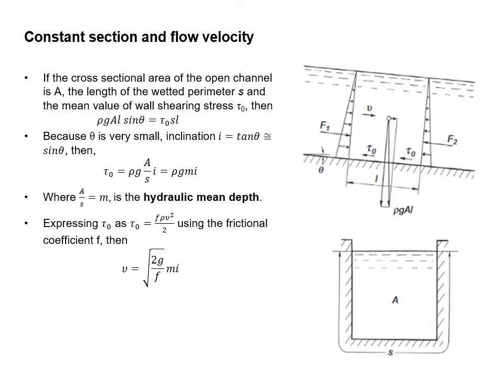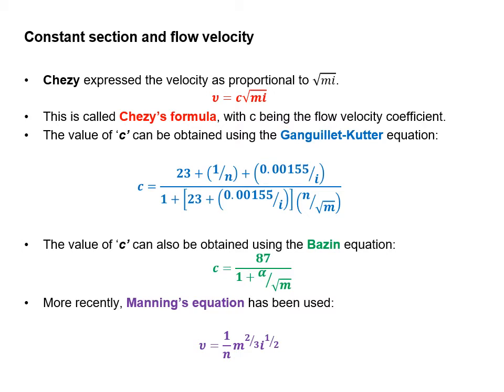Because theta is very small, the inclination I equals tan theta, which is approximately sine theta. So therefore, our expression for our shearing stress can be reduced to rho g m I, where m is the hydraulic mean depth. So if we express the shearing stress as f rho v squared over 2, using the friction coefficient f, we can then get a value for the velocity of the liquid. So what Chezy did was express the velocity as proportional to the square root of mI. And this is called the Chezy formula, with C being the flow velocity coefficient.